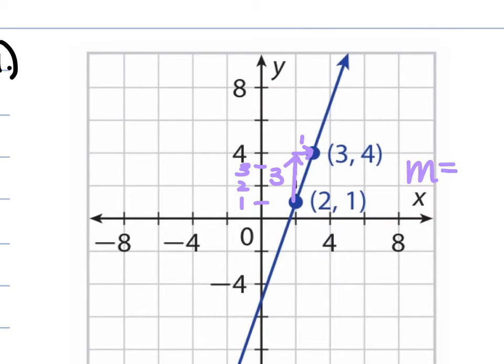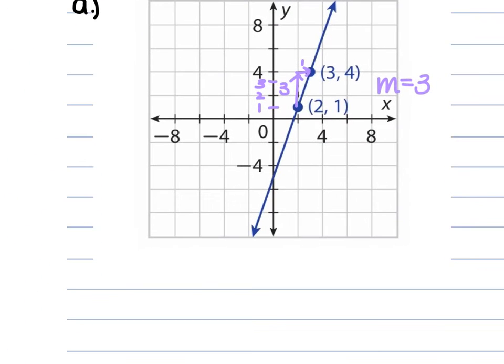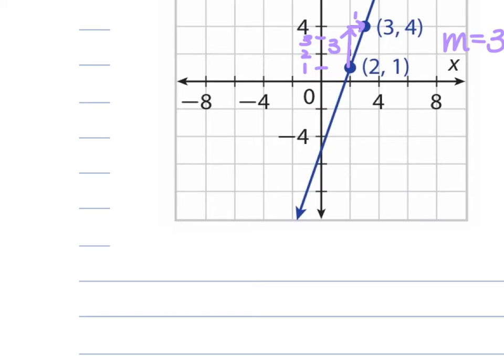Your slope is represented with the variable m, so this would be 3. You can also, like I said, use your 2 points. If we use your 2 points, you can do 4 minus 1 over 3 minus 2, and that's going to be 3 over 1, or just 3.